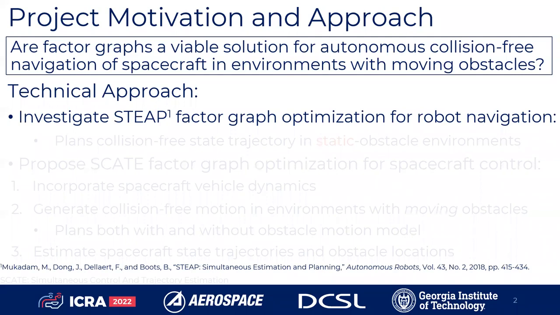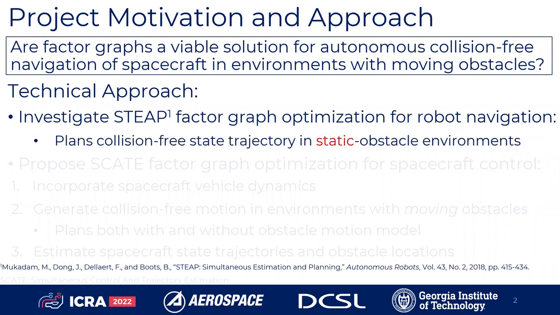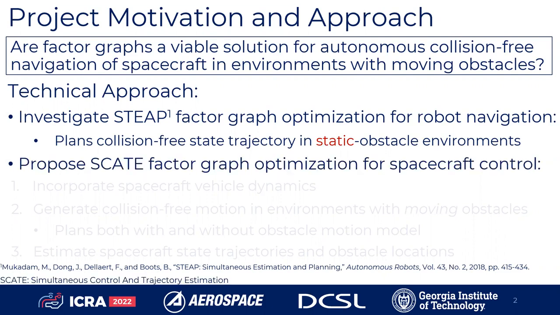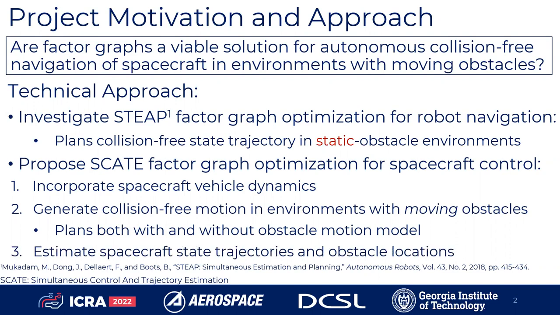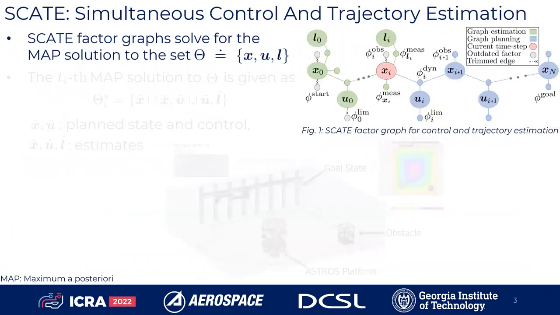This investigation began by looking at STEAP factor graph optimization for robot navigation, which plans collision-free state trajectories in static obstacle environments. Hence, we propose SCATE, or Simultaneous Control and Trajectory Estimation, for spacecraft control. This incorporates spacecraft vehicle dynamics, generates collision-free motion in environments with moving obstacles, which does not necessitate obstacle motion models. Finally, it additionally estimates the spacecraft's state trajectories and obstacle locations.